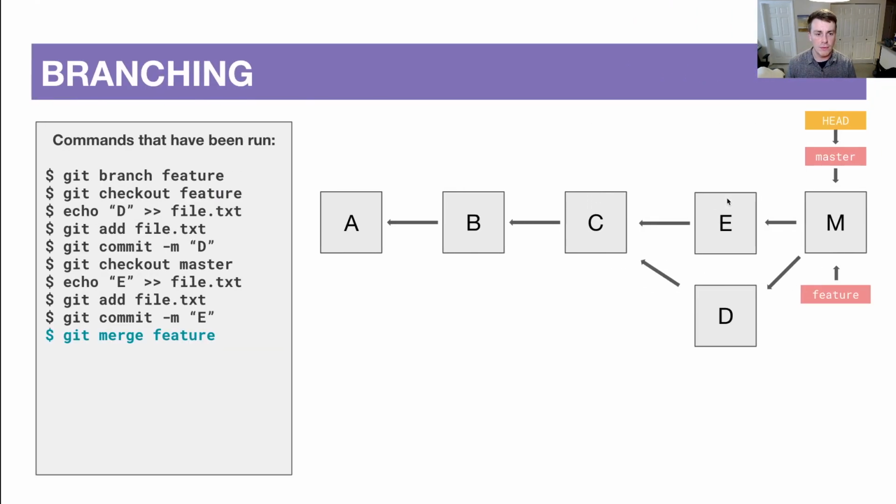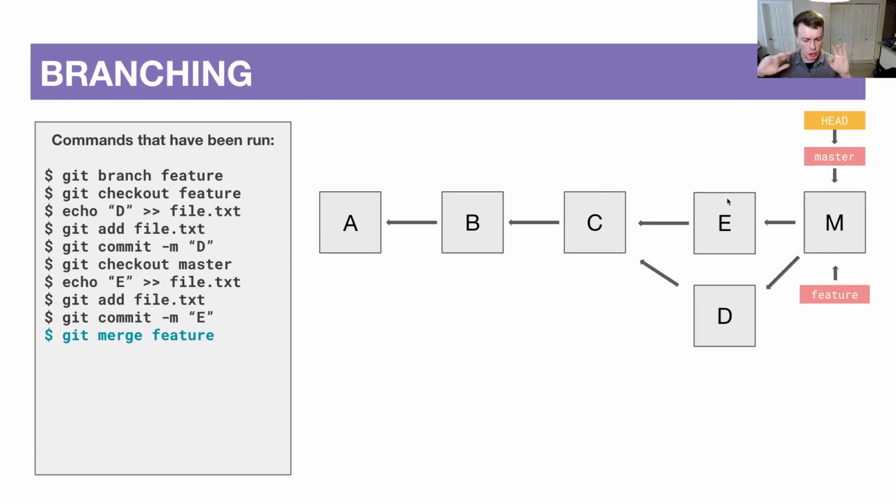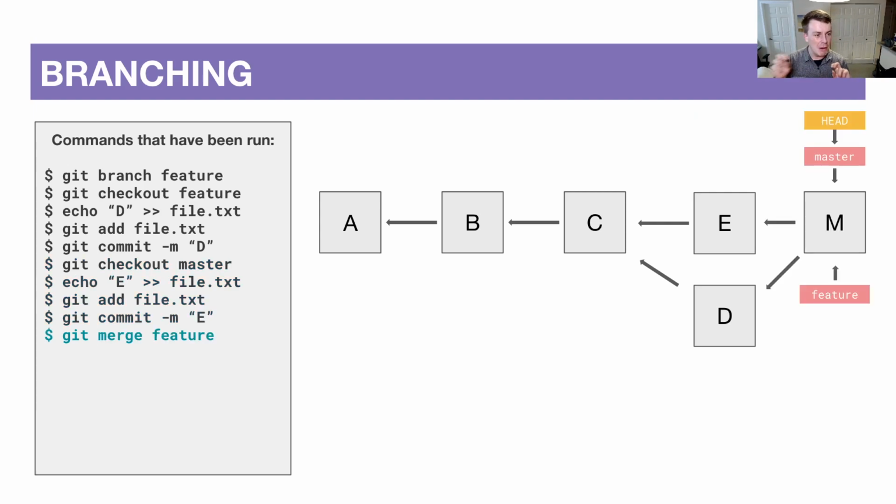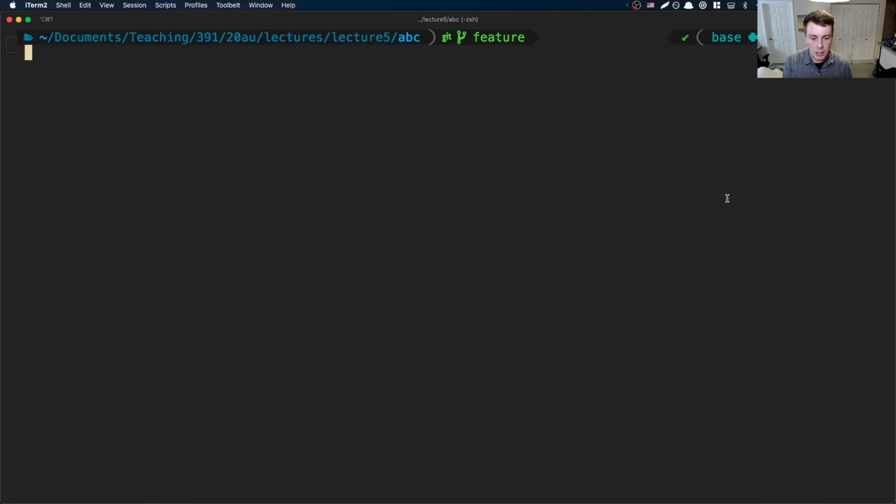To give you a framework of what we're trying to aim for, we're trying to take our previous picture of the world, where master is on the E commit and feature is on this diverged history on the D commit. And we want to somehow combine them into a merged commit that combines both histories. The way we're going to do this is with the git merge command.